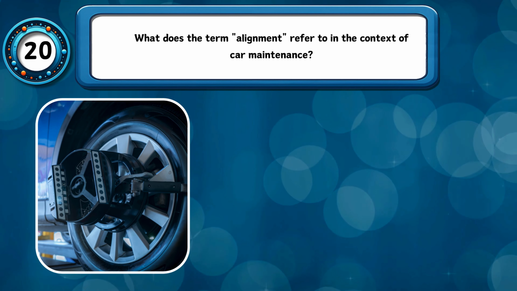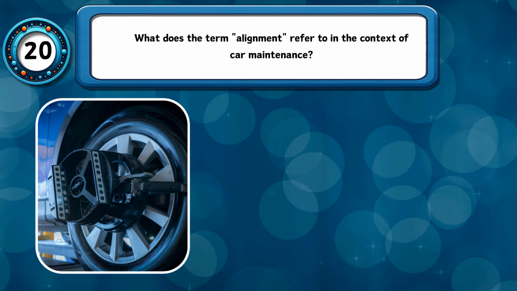Question 20. What does the term alignment refer to in the context of car maintenance? A. Adjusting the steering wheel. B. Adjusting the suspension components. C. Adjusting the wheel angles. Correct answer is C. Adjusting the wheel angles.